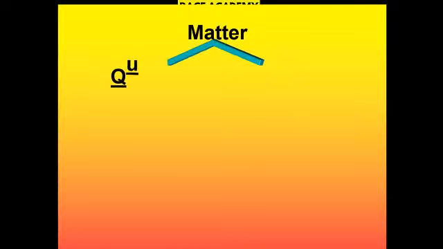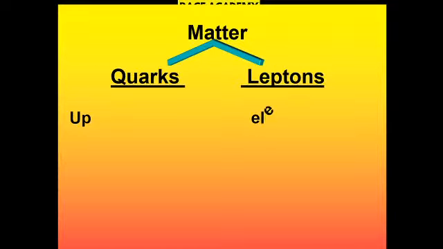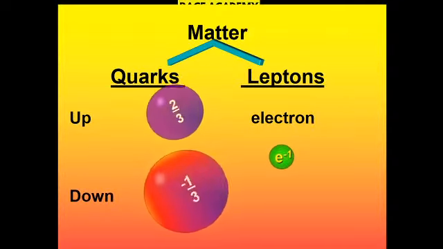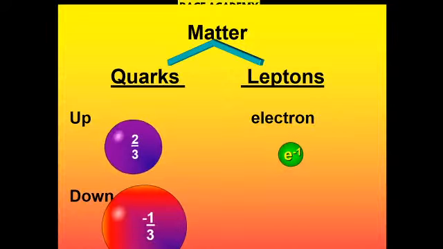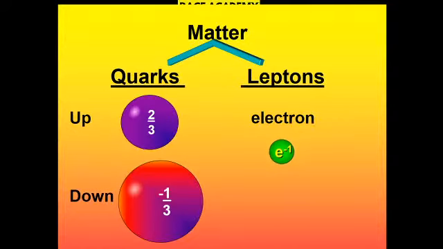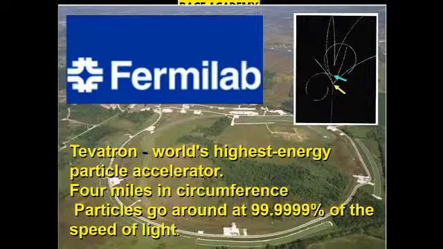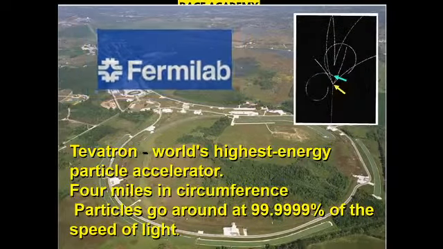Let us see what matter is. Matter is of different types, quarks and leptons. Quarks have fractional charges: up 2 by 3, down minus 1 by 3. Leptons include electrons. Fermilab.